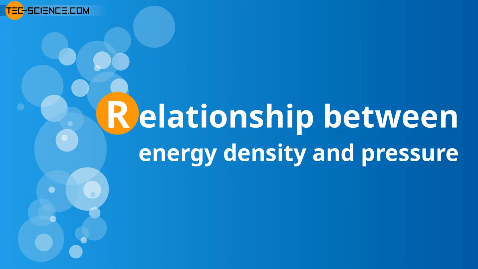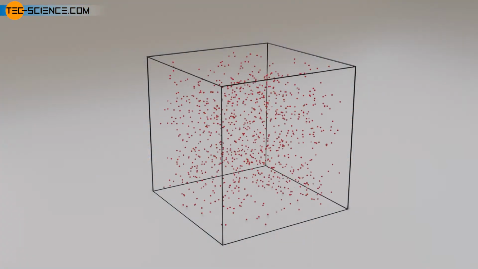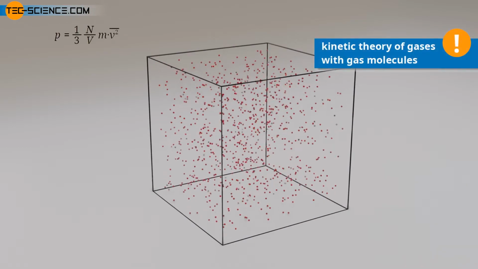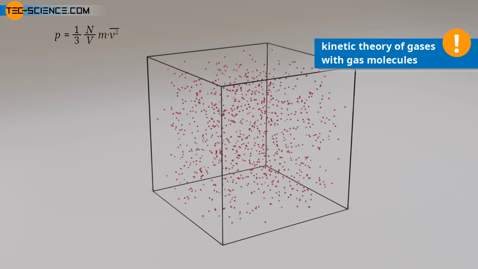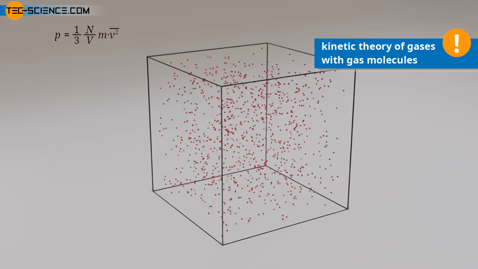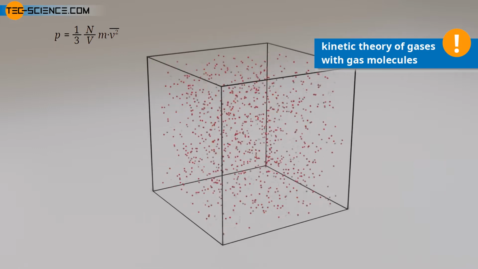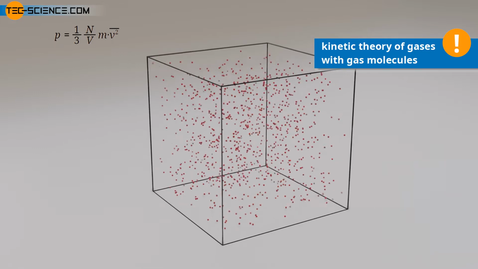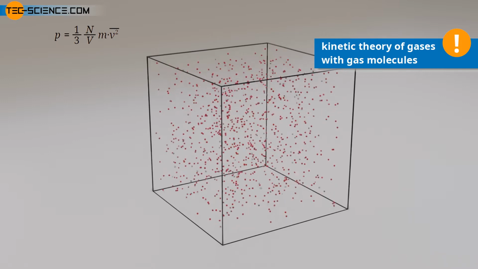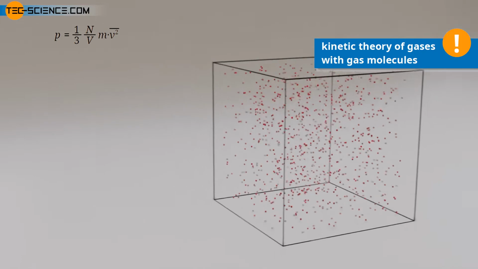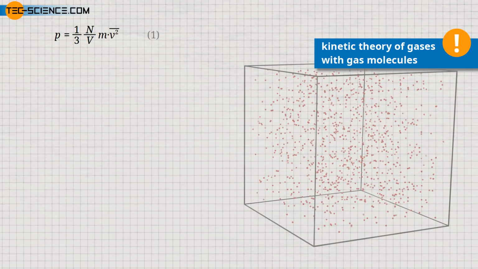Relationship between energy density and pressure for gas molecules. The kinetic theory of gases provides an important relationship between the pressure P of a gas and the speed v of the molecules contained in it. In this formula, n denotes the number of gas molecules in a volume V, and m refers to the mass of one single gas molecule. The speed refers to the so-called root mean square speed. In another video we will derive this formula in detail.